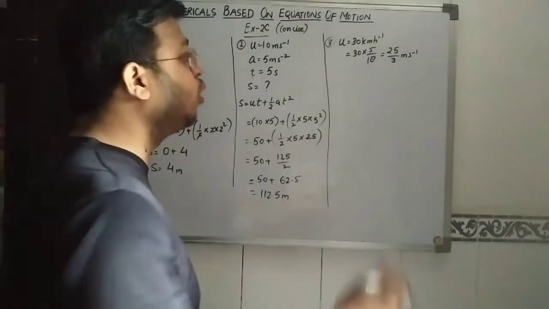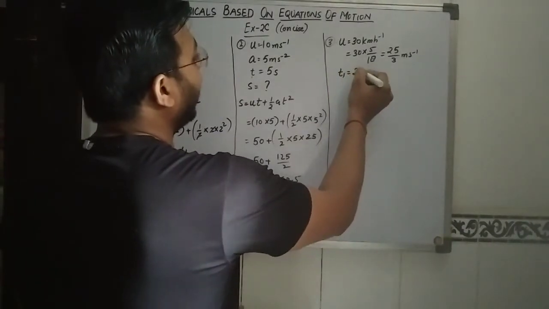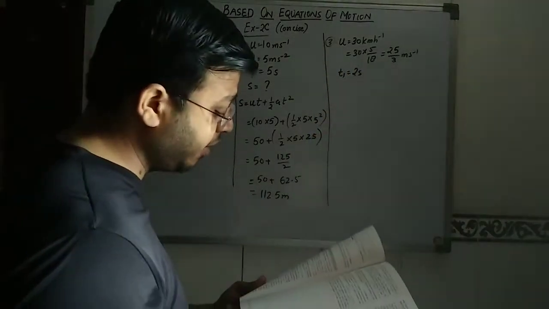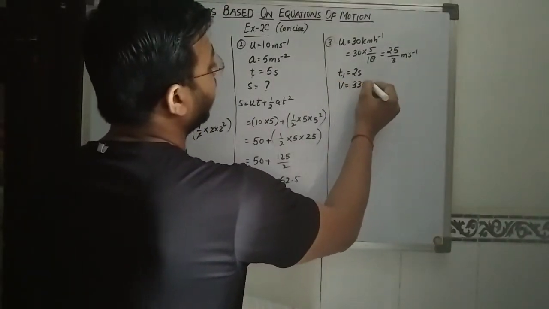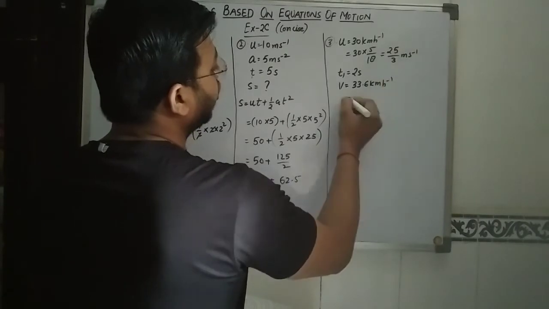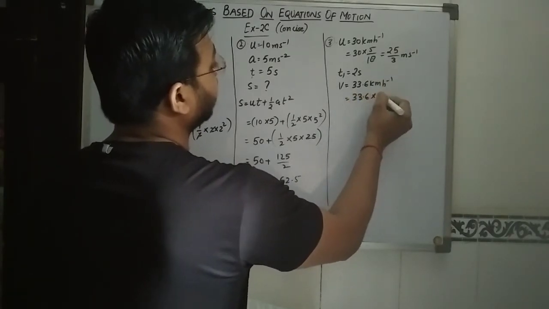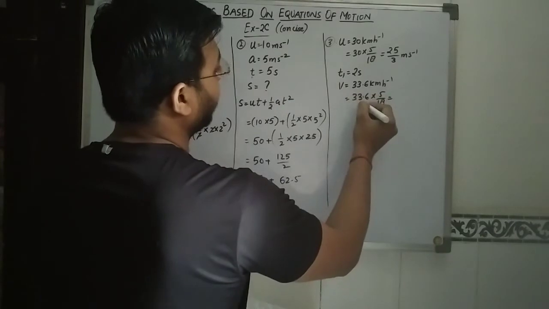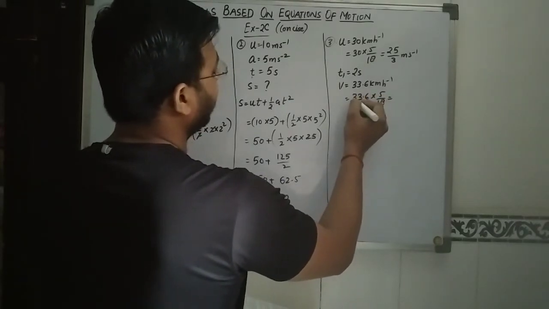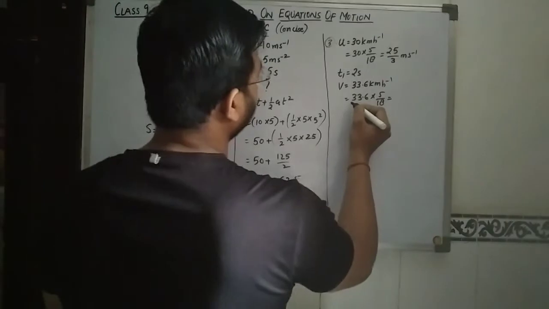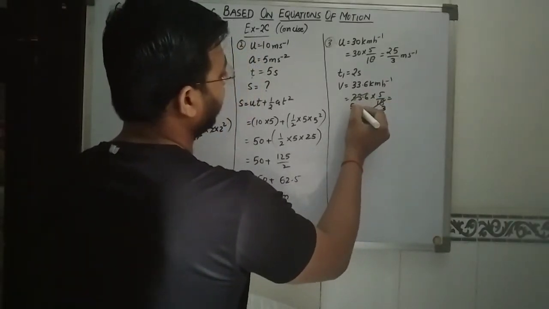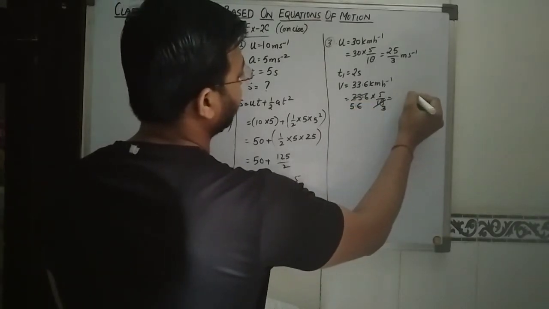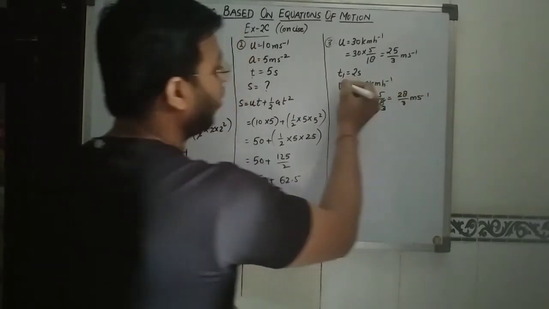Now, after 2 seconds, so t1. Why am I writing t1? Because one more time is given in the question. V has now become 33.6 kilometer per hour. So again we have to convert: 33.6 multiplied by 5 by 18. When we divide, 18 goes into 33.6 and so on, and the result is 28 by 3. So this will be the velocity.